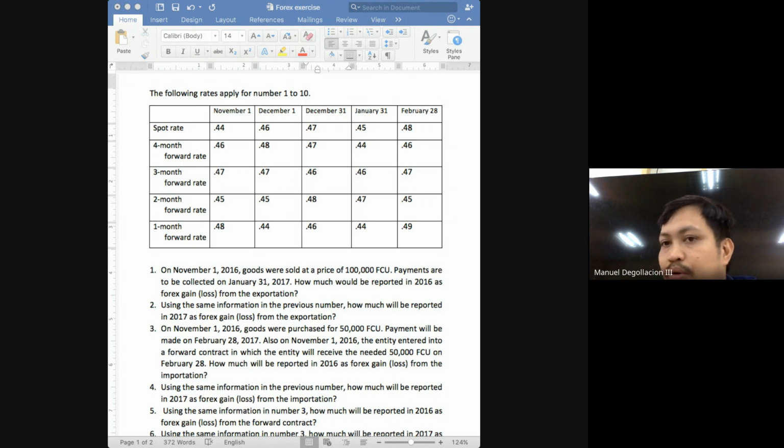So what am I trying to warn you, class? I'm trying to warn you of a potential trick question. How much is the Forex gain or loss to be reported in the OCI, but the transaction is not a cash flow hedge? So the answer should be 0.